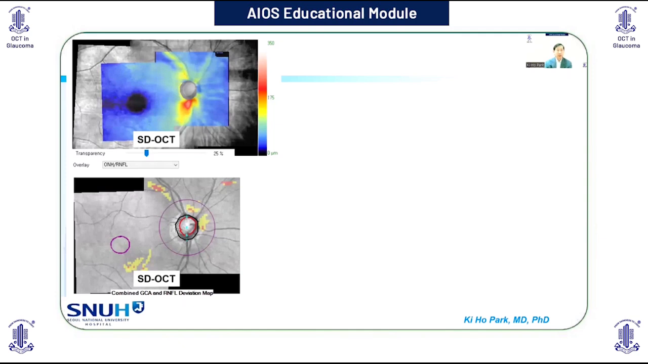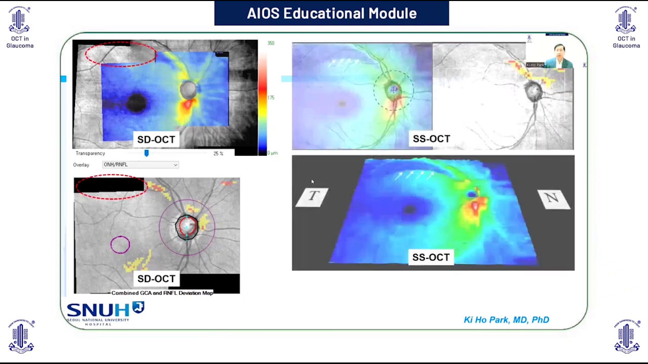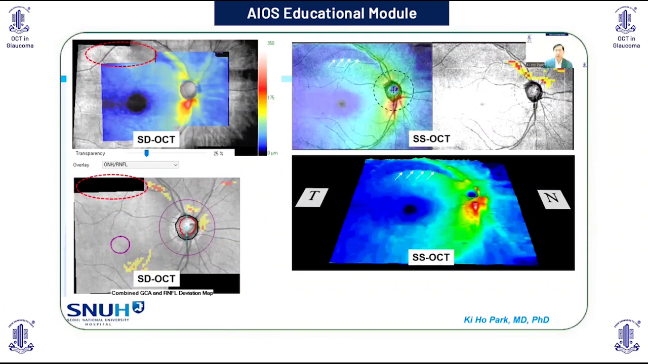This is a case showing comparison between the spectral domain OCT and swept source OCT. In spectral domain OCT, sometimes a peripheral RNFL defect could be missed here. But if we perform a wide scan by swept source OCT, those peripheral RNFL defects could be detected. So wide field swept source OCT analysis may be helpful to detect those kinds of peripheral RNFL defects.